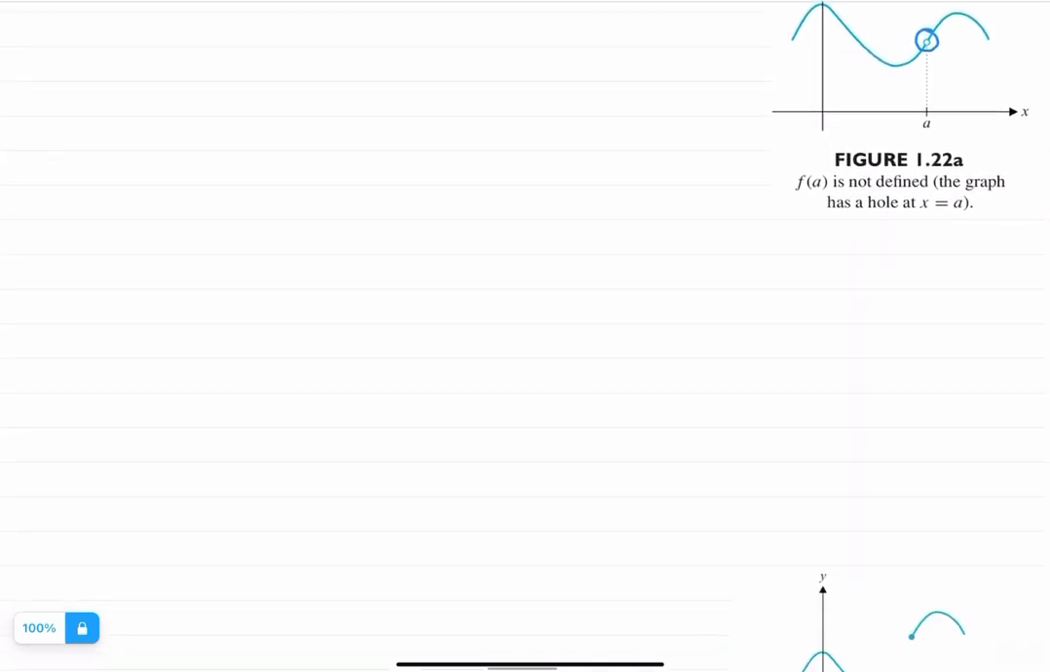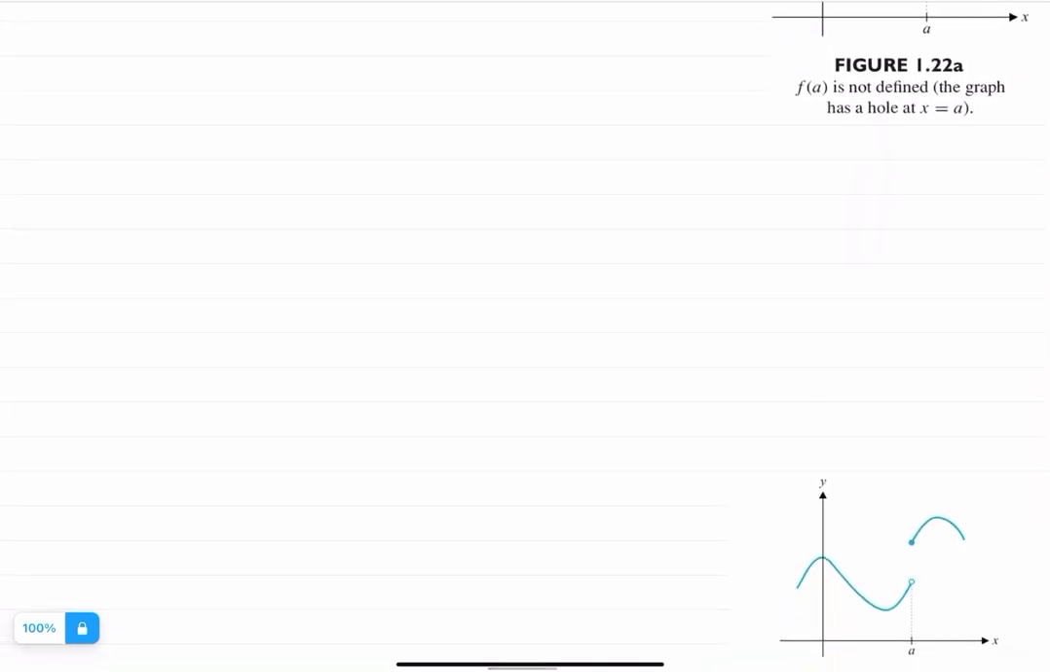I will take the second graph. The first condition is we have to check if f of a is defined. That means corresponding to x equal to a, is there any y value? Yes, in the graph we can see that when x equal to a, we are getting a y value, that is f of a. F of a is defined, so the first condition is passed.